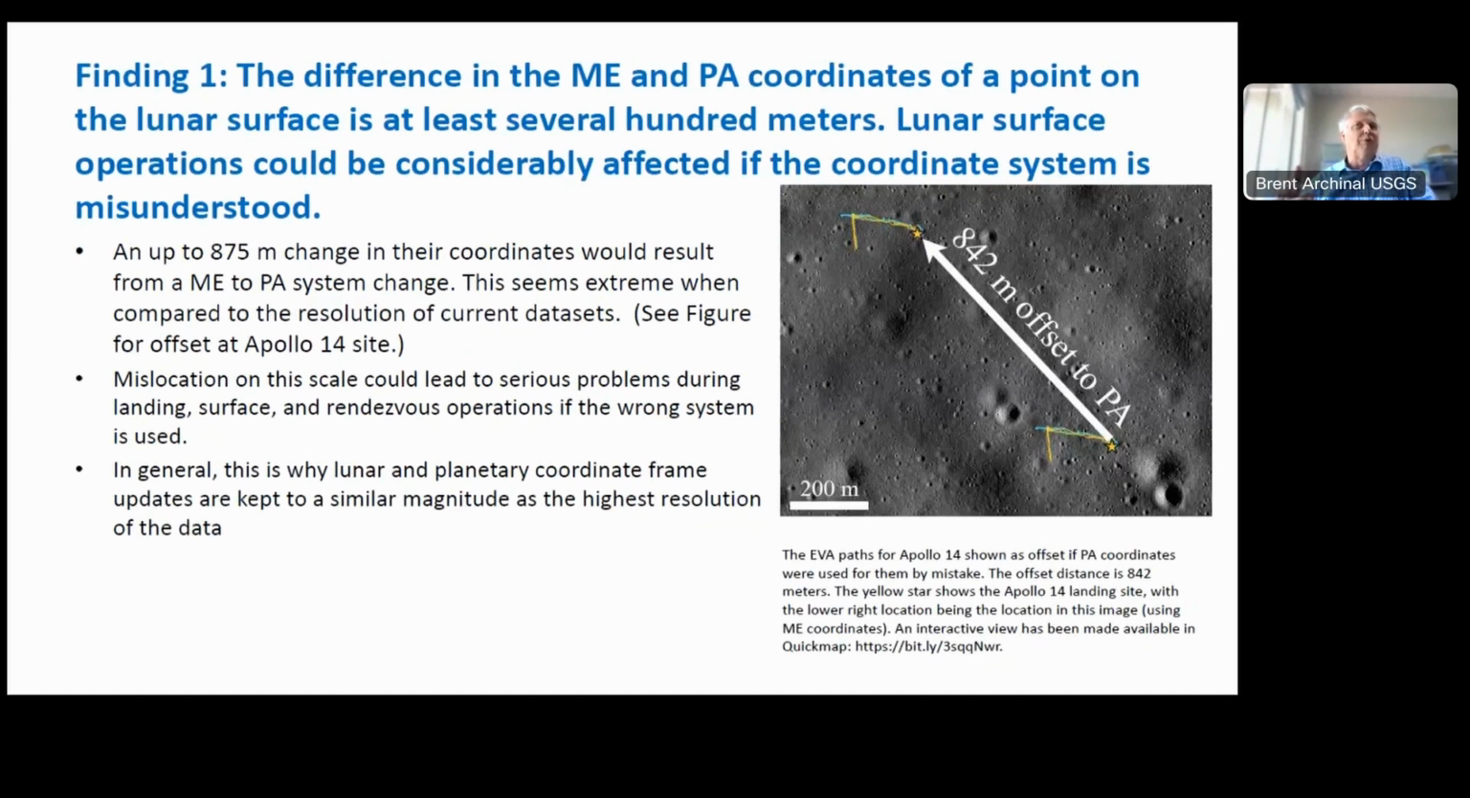If you accidentally used the wrong coordinate system, if you used a PA system instead of the ME system that the image is in, you'd get a point up in the far left corner, 842 meters away. And if you use this somehow for surface or rendezvous operations, of course, you could have serious problems. So in general, this is why when any lunar and planetary coordinate frames are updated, not just the moon, the idea is to keep the magnitude as small as possible and close to the resolution of the data.